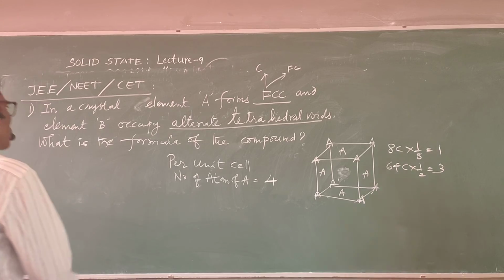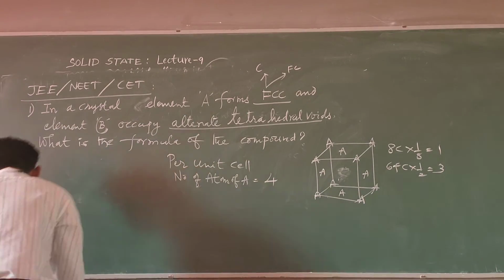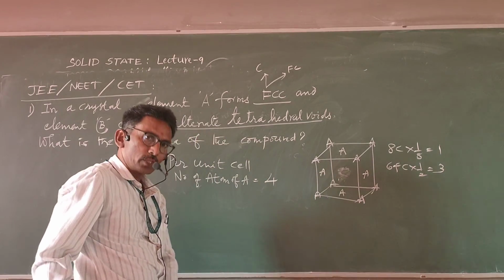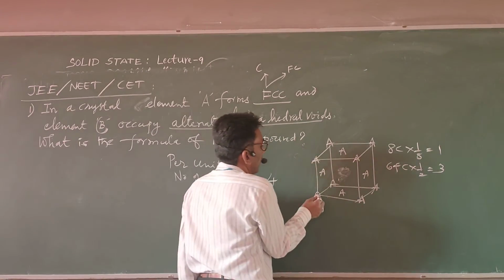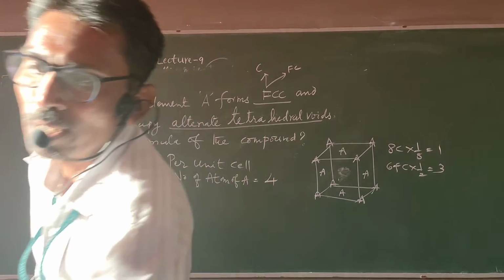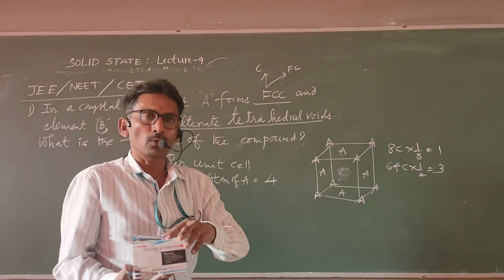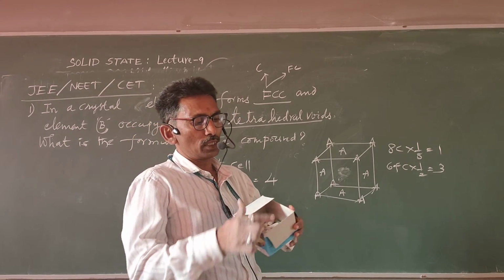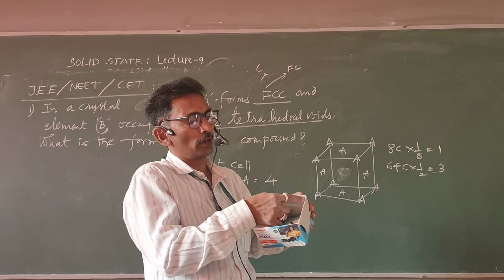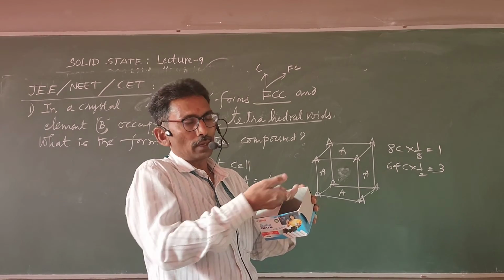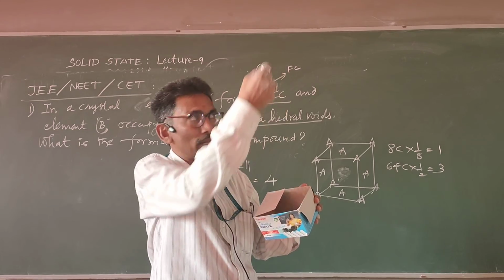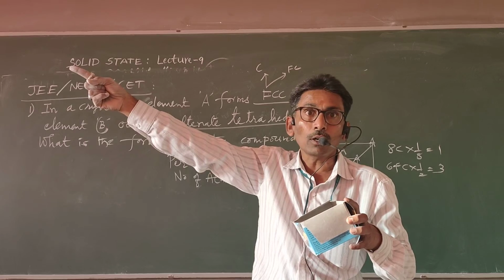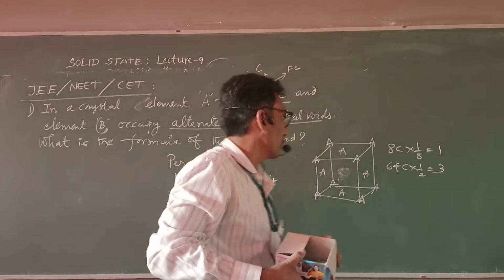Where is B occupying? B occupies alternate tetrahedral voids. Where are tetrahedral voids located? Exactly from the corner, at 1/4 distance. Observe here, this is a corner. At 1/4 distance from every corner. Observe the room where you are sitting. 1/4 of the corner. How many corners? 8 corners.